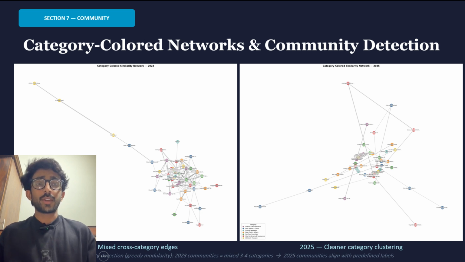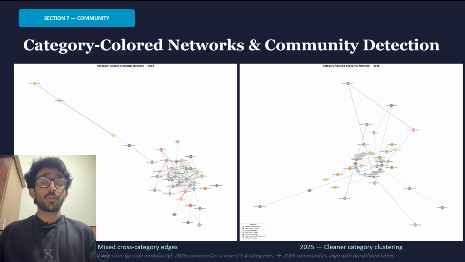So we also colored our network by category, and the patterns are striking. In 2023, cross-category edges are abundant. Food items connect with utility items, clothing items connect with dairy. This suggests broad inflationary pressure hitting all sectors together. By 2025, the category clusters are much cleaner. Oils and condiments items cluster together, clothing items form their own isolated cluster. The network is starting to look more like what economic theory would predict, categories moving somewhat independently.